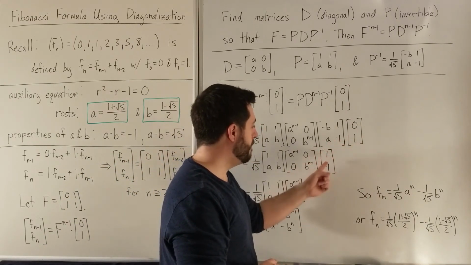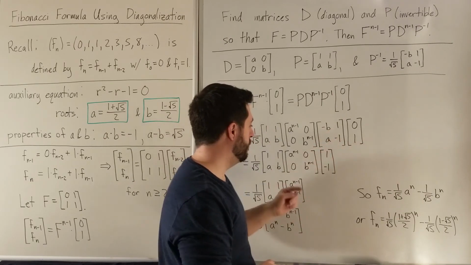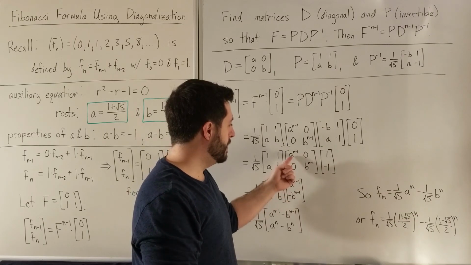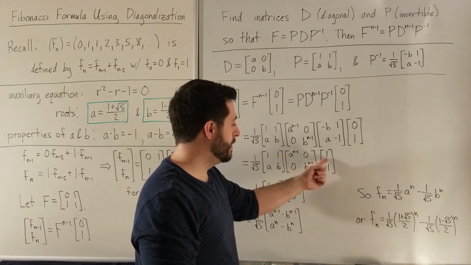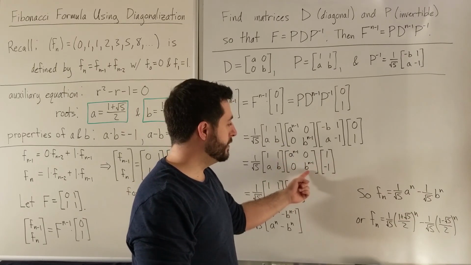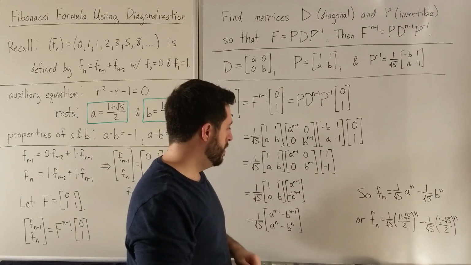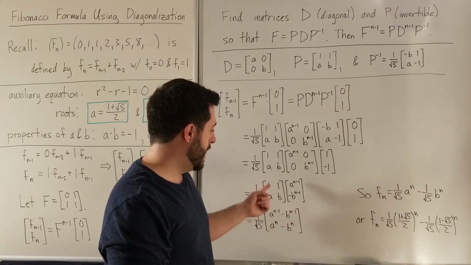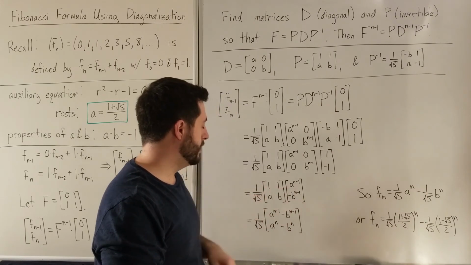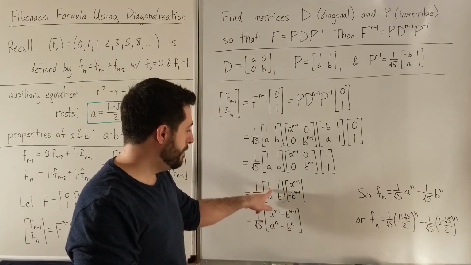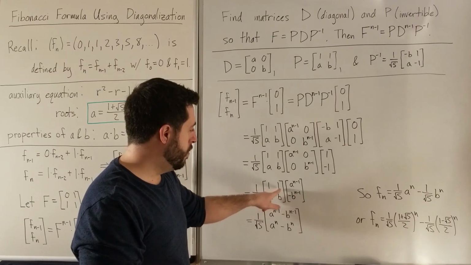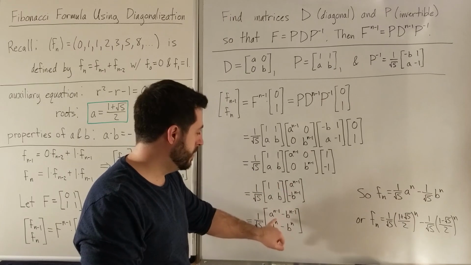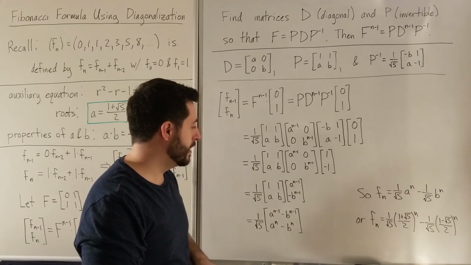Once we have this second column, 1, negative 1, I'm going to multiply this matrix in, and that's just going to multiply the first entry by a to the n minus 1, and the second entry by b to the n minus 1. So we have a to the n minus 1 and negative b to the n minus 1. And now I'm going to multiply P into this. The top entry is just going to be 1 times the first plus 1 times the second, in other words, a to the n minus 1 minus b to the n minus 1.